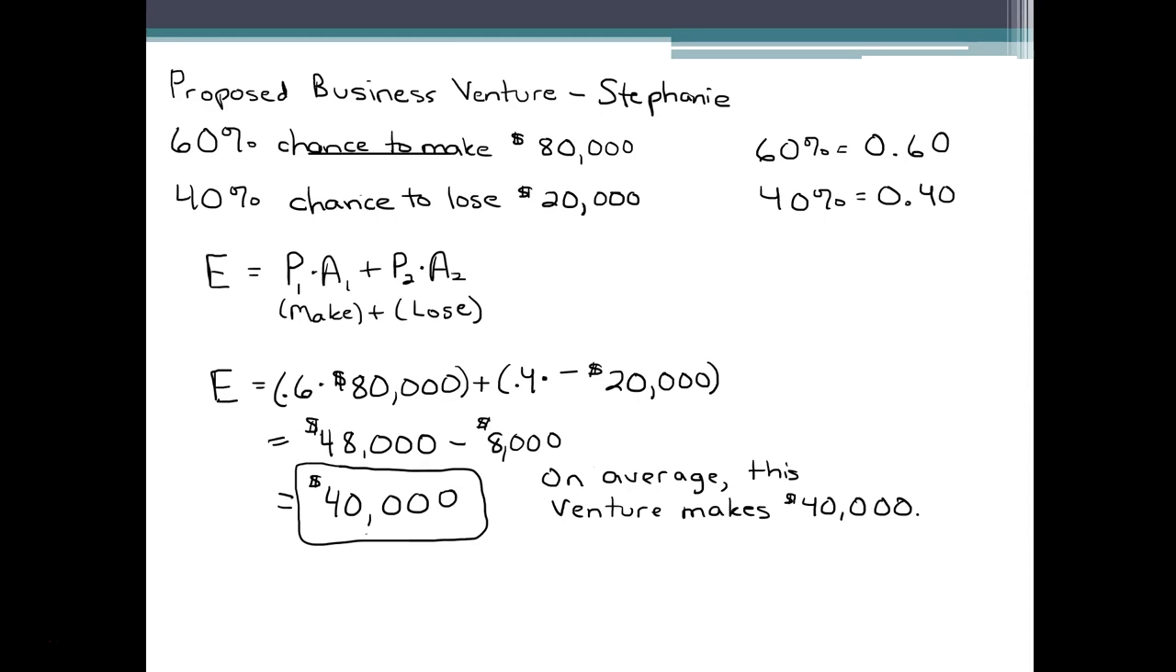This could help you make an intelligent decision too. Let's say the business venture is a chain of restaurants. If you know that on average each restaurant would make about $40,000, you can be like, okay, I'll open a bunch of them. Yes, some of them will lose, but more of them will gain, and that'll make it worth my while. So that's the kind of thinking you can apply to this.